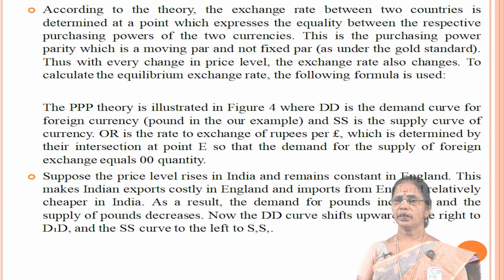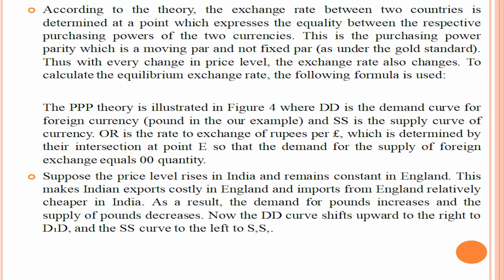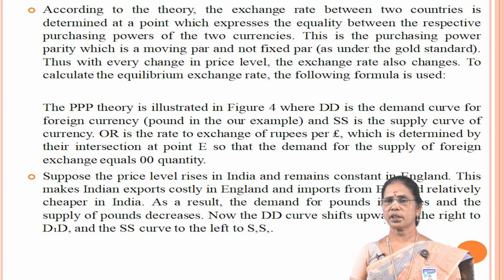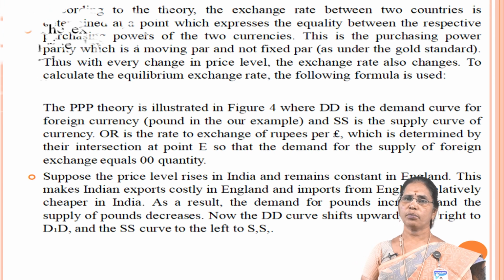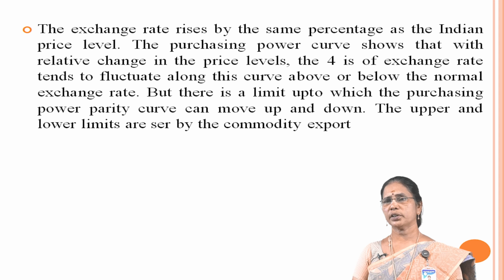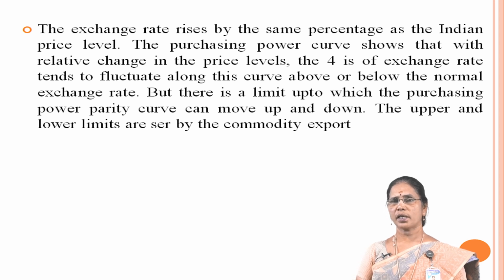As a result, the demand for pounds increases and the supply of pounds decreases. Now the demand curve shifts upward to the right to D1 and the supply curve shifts to S1. The new equilibrium exchange rate is set at OR1 rupees per pound, which represents the new purchasing power parity. The exchange rate rises by the same percentage as the Indian price level.